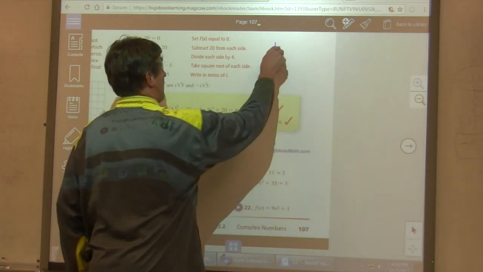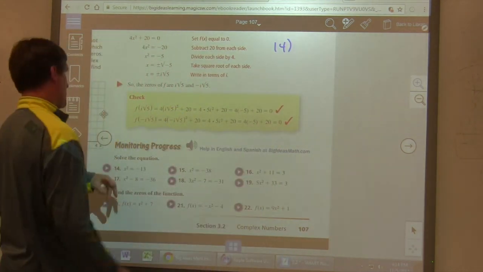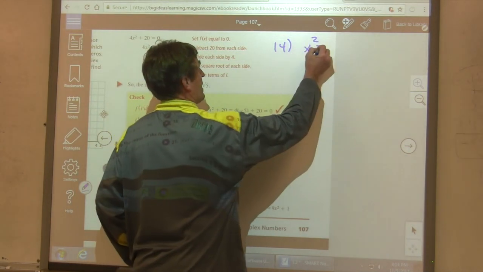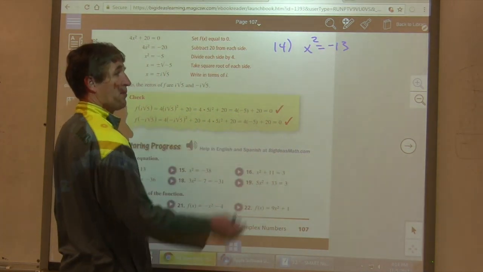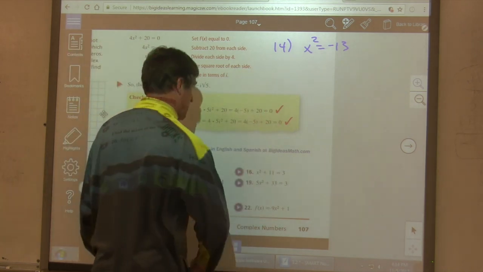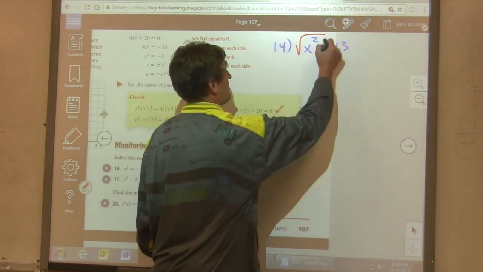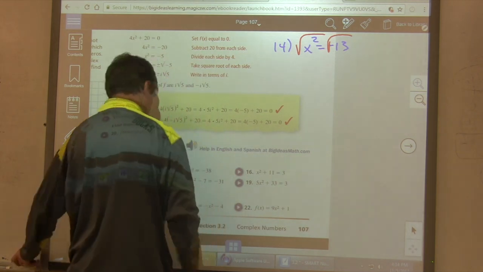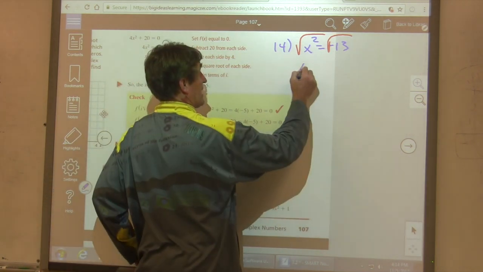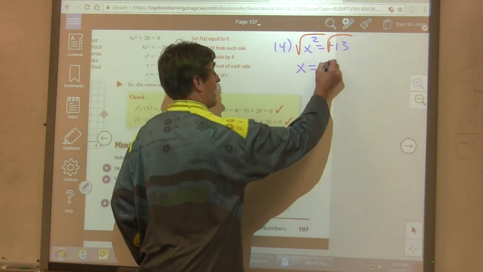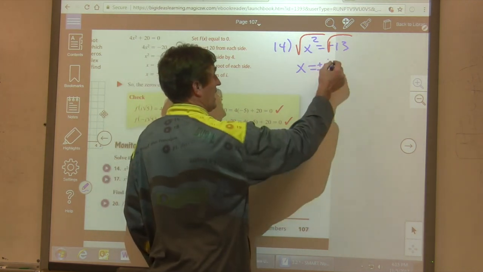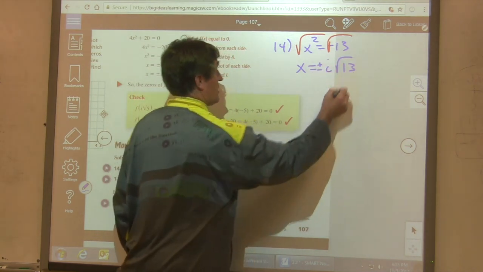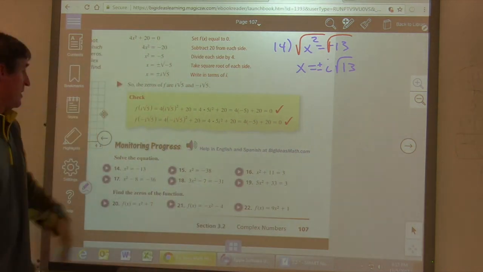So I'll just do these off to the side here. So 14 said x squared equals -13. So pretty easy. The part that's squared is already isolated, so we take the square root of both sides. And we get x equals, to take care of that negative, I, again, sorry about that, plus or minus, because it's in an equation, square root of 13.